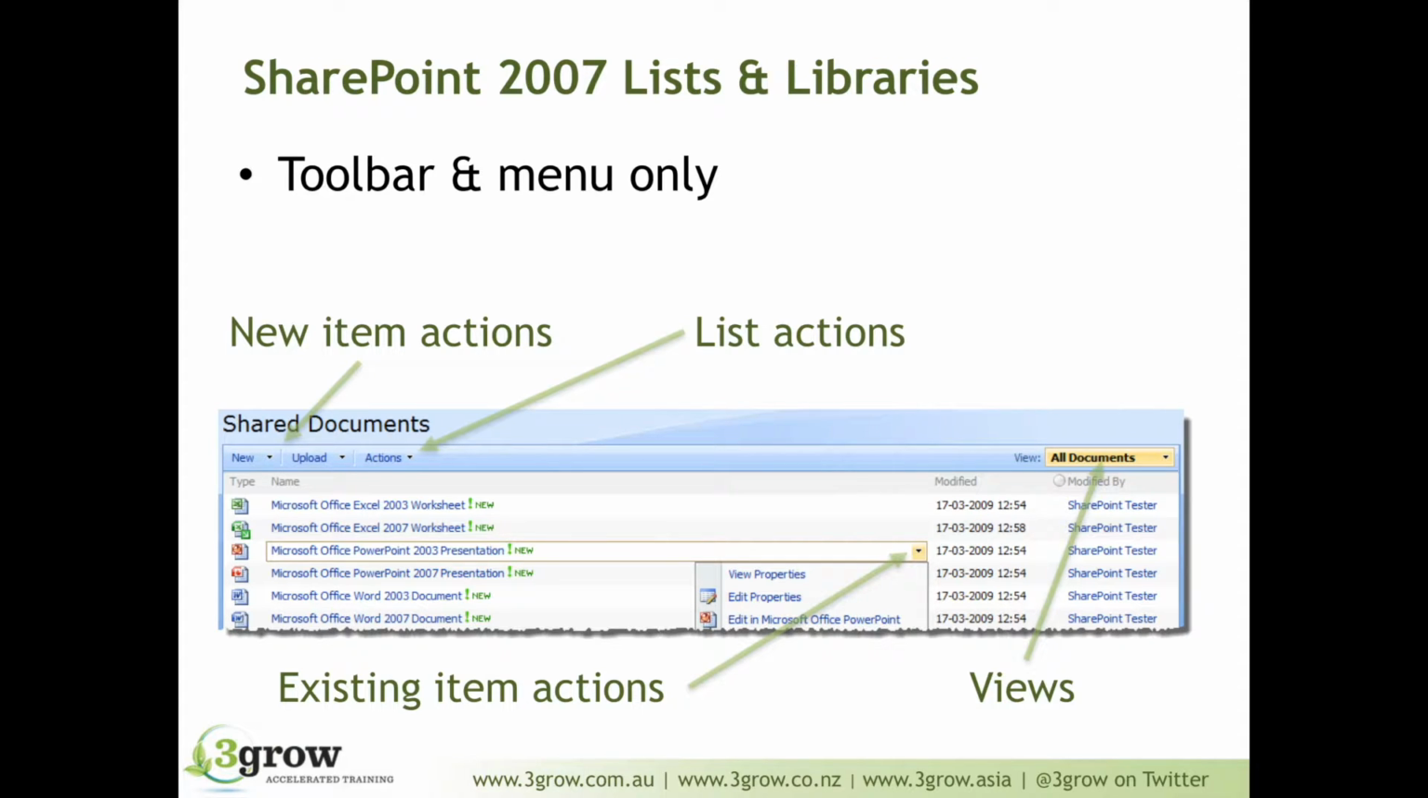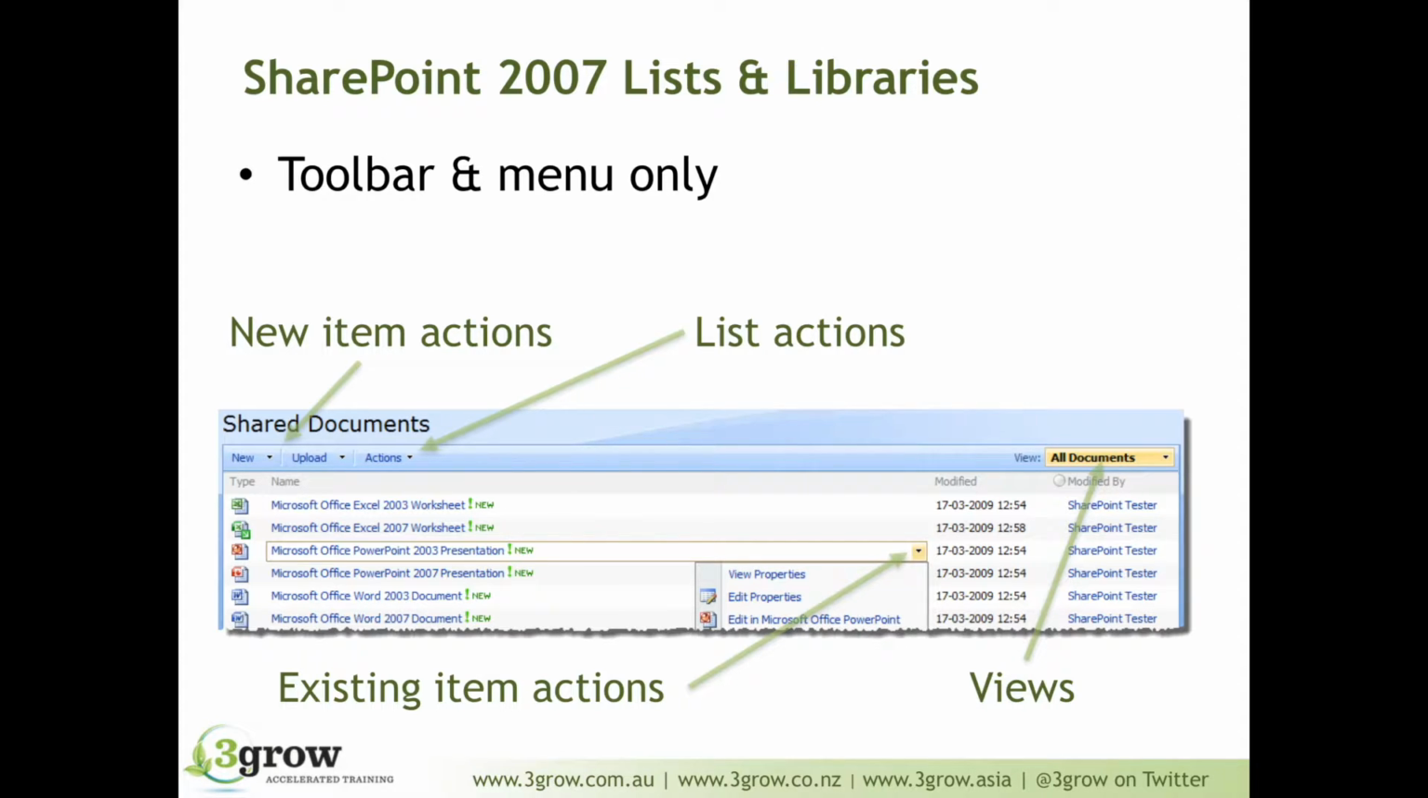So what we found in SharePoint 2007 is everything was done either via the toolbar at the top or via the menu against each of the individual items. Dependent on your permissions would determine which of those menus you saw at the top of the library. If you had only read permissions, you would just see actions. If you had contribute permissions, you would also see new and upload, or in a list just new.